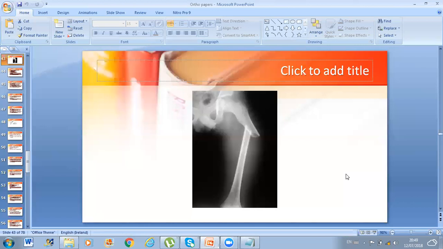So less than 2, I will do definitive fixation. 2 to 2.5, I will do damage control surgery. More than 2.5, I will shift the patient to ICU. This patient is not stable enough for OR.